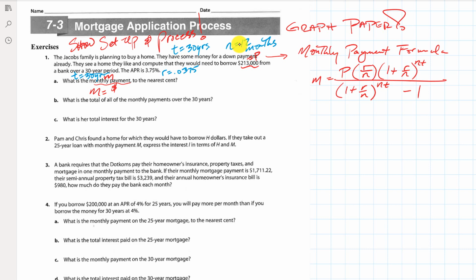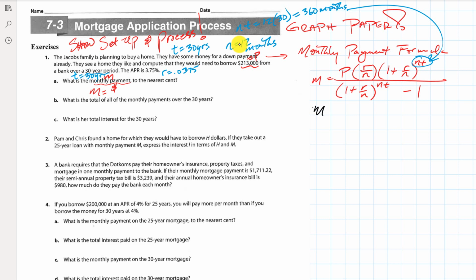By the way, how many months are there in 30 years? Because that's your exponent right here. The exponent is the number of compounding periods. In this case, it's the number of months in 30 years. So when I compute N times T, I'm going to compute 12 times 30. And this is going to be the number of months in 30 years, and that's going to be 360 months. Okay, and that's going to be my exponent right here, N times T, and it's going to be the exponent twice. So let's calculate the monthly payment.